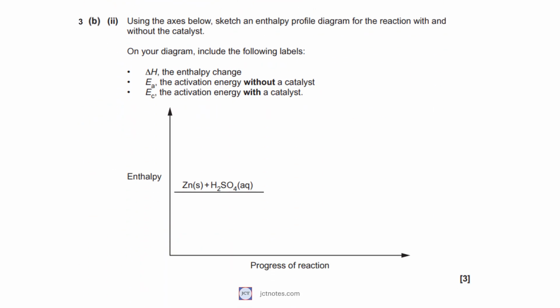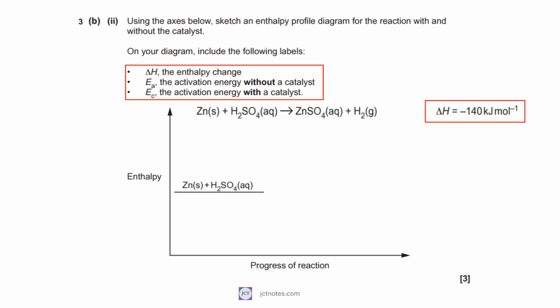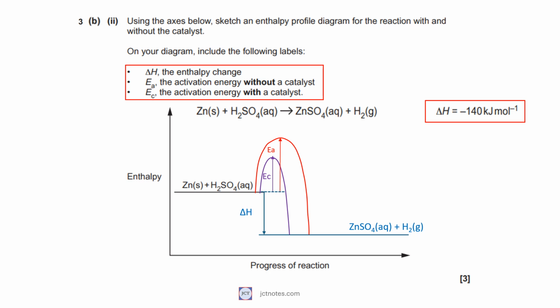In the second question of this section B, we are asked to sketch an enthalpy profile diagram for the reaction with and without the catalyst in a diagram provided. We need to include the enthalpy change and the activation energies with and without catalyst. As the enthalpy is negative, minus 140 kilojoules per mole, the reaction is exothermic and the final enthalpy will be lower than the initial enthalpy. To start the reaction, it is necessary to overcome the activation energy, the activation energy without catalyst being greater than the one with catalyst.